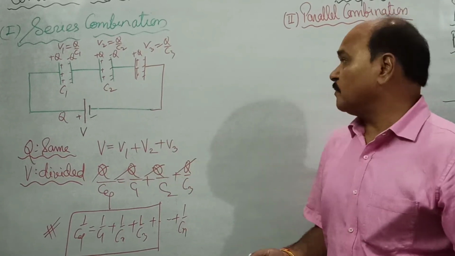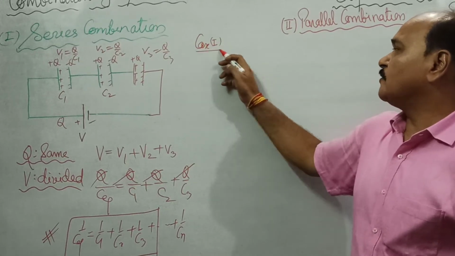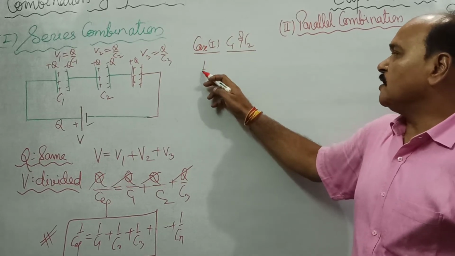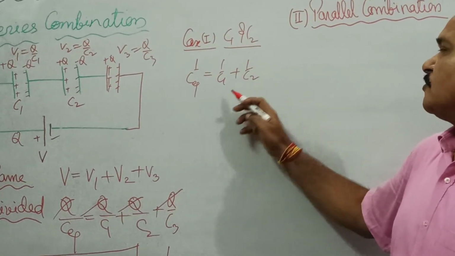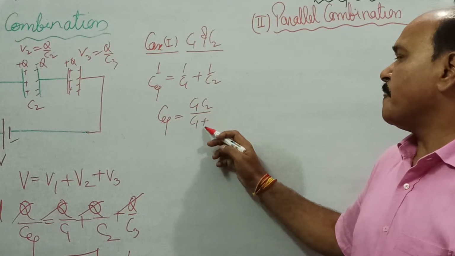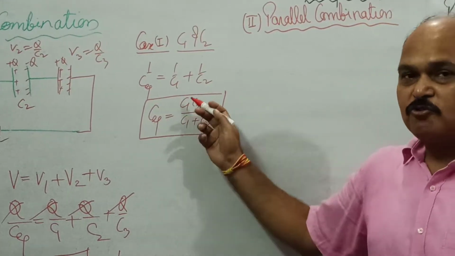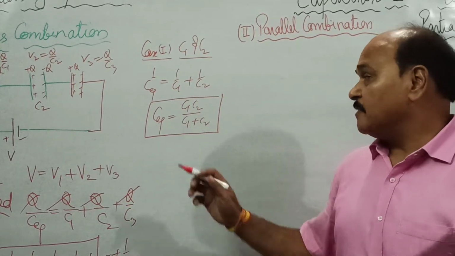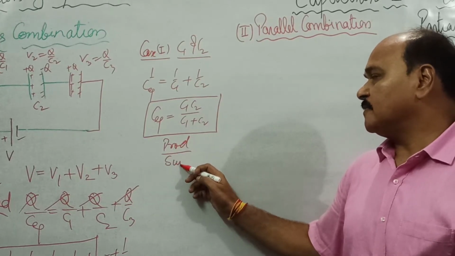There are two situations which I am going to work out here. Situation 1. See, if there are two capacitors C1 and C2 connected in series, then what is equivalent? 1 upon C equivalent is 1 upon C1 plus 1 upon C2. And if we solve it, what do we get? C equivalent is what? C1 C2 upon C1 plus C2. So what is the equivalent of two capacitors connected in series? C1 C2 upon C1 plus C2. And how do we recollect it? We recollect it as product upon sum. So what is equivalent? Product upon sum.